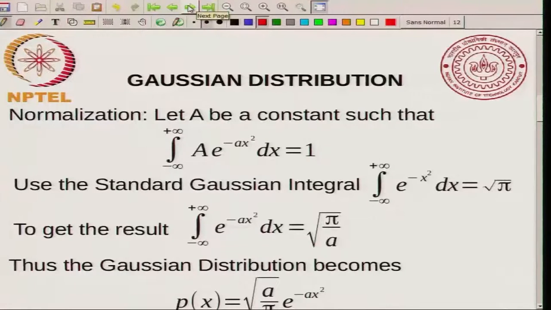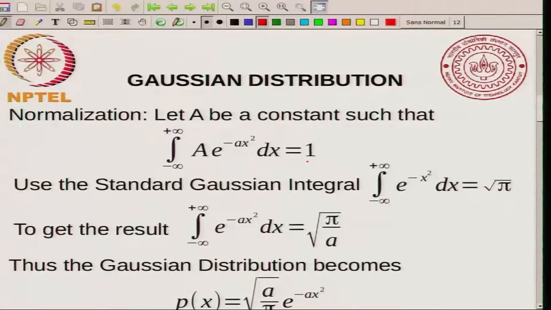So, what can you say about the Gaussian distribution? You can normalize this. So, a is a constant such that the integral from minus infinity to infinity of a e to the minus a x square dx is 1. Why should this be 1? Because what we said is that this is a probability density. So, e to the minus a x square times dx is the probability that x is between x and x plus dx. And if you integrate from minus infinity to infinity, you should get 1.